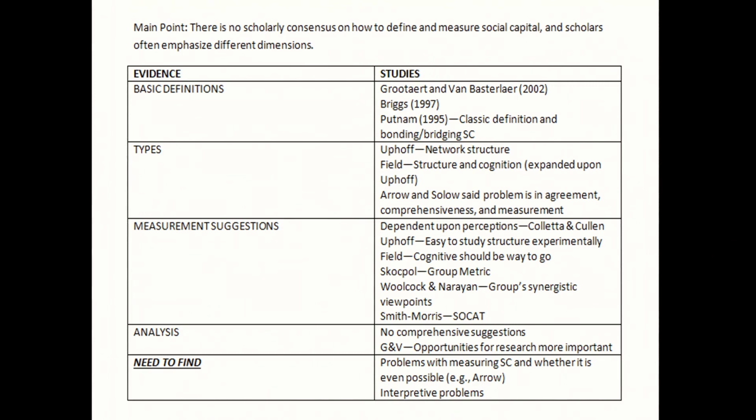But what I did is I took all of those studies, and I just said, well, okay, there seem to be some basic definitions of social capital. There's various types, there's measurement suggestions, and then there's some analysis, and also this little bit at the end that says, need to find. This is where my deductive reasoning came in by saying, it seems to say this overall, but I can't seem to account for these things here. And so all that I did was that I just moved these elements into these basic categories right there, which has the advantage of what?